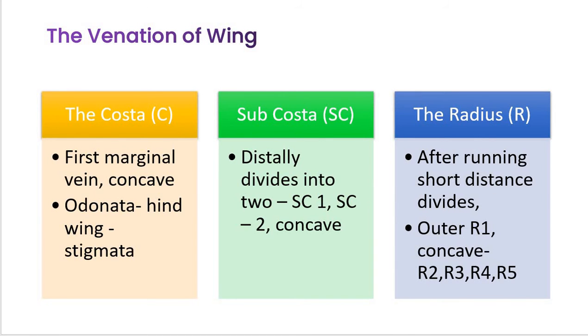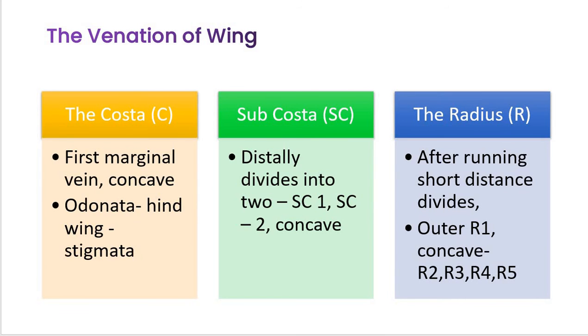Here you can see the costa, which is the first marginal vein, due to which the anterior margin of the wing is commonly designated as the costal margin. It starts from the humeral plate at the wing base and runs towards the outer margin of the wing without giving branches. It is a convex vein, and it may sometimes bear the stigma in the case of the fore and hind wing of Odonata, right?